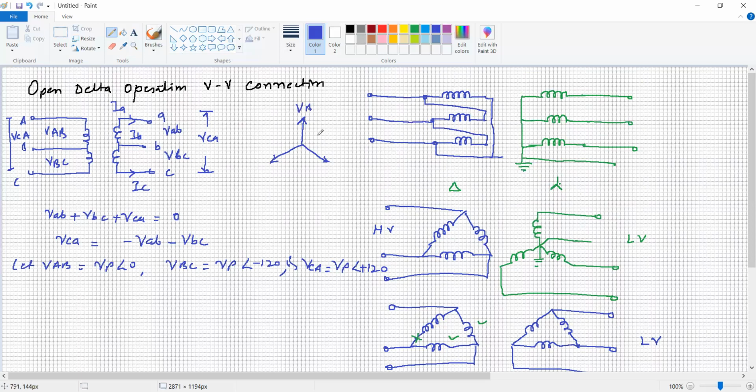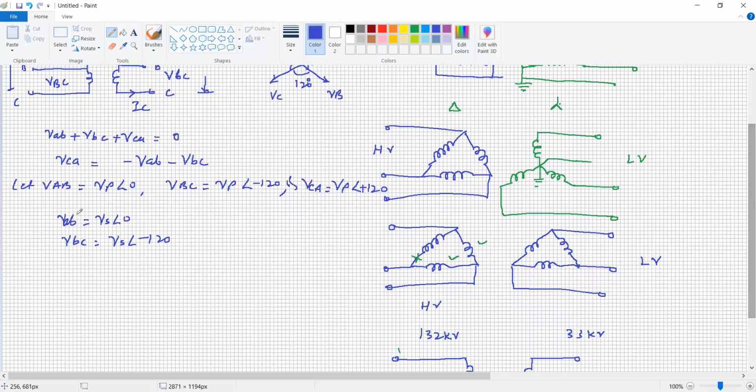So it is VA, VB, and VC. This is 120 degrees, 120 degrees, and it is a balanced voltage. We are connected to the two windings of this one. So under such condition, the secondary voltage VAB is equal to the secondary voltage at an angle of 0, and VBC is equal to the secondary voltage at an angle of minus 120 degrees.